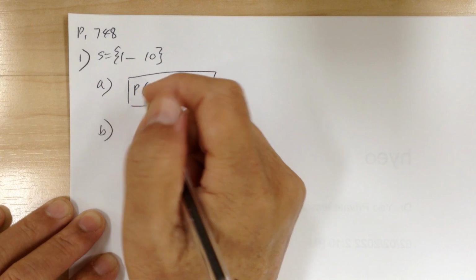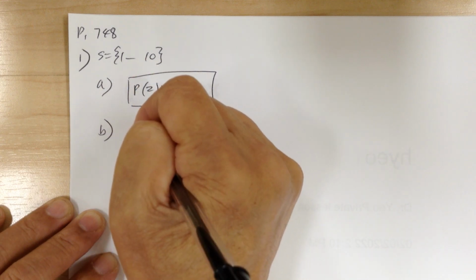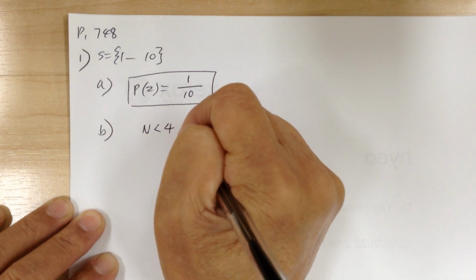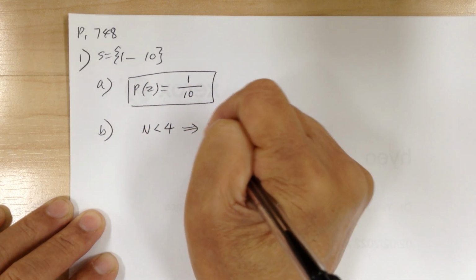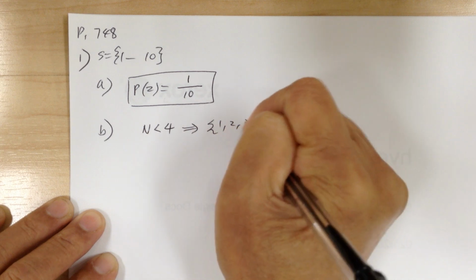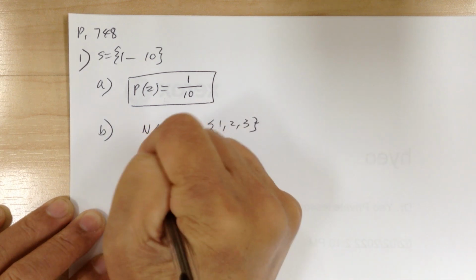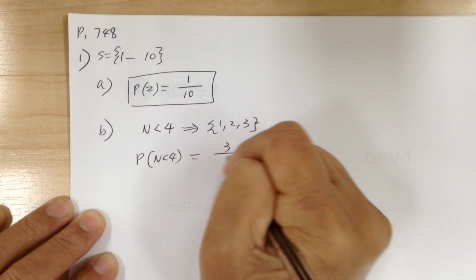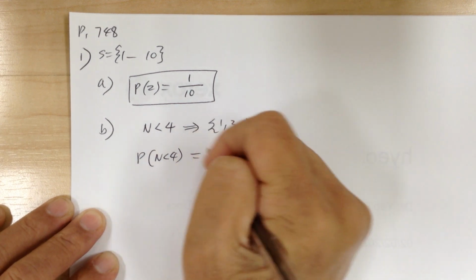B is less than 4. So you're looking for the number being less than 4. That means your number would be 1, 2, and 3. So the probability that the number is less than 4 is equal to 3 out of 10. Right? There are 3 numbers out of 10 numbers.